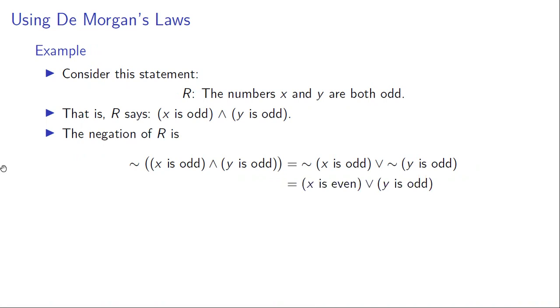What does it mean to say that X is not odd? That means that X is even. What does it mean to say that Y is not odd? It means that Y is even. I'm sorry, another typo, another mistake. All right, now it's fixed.